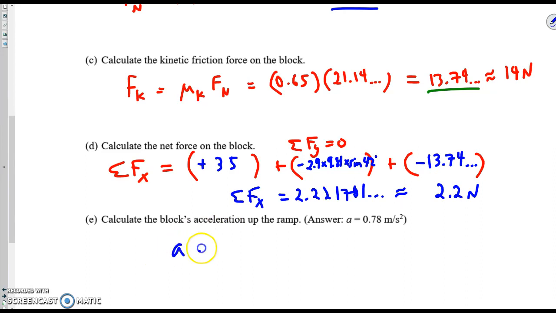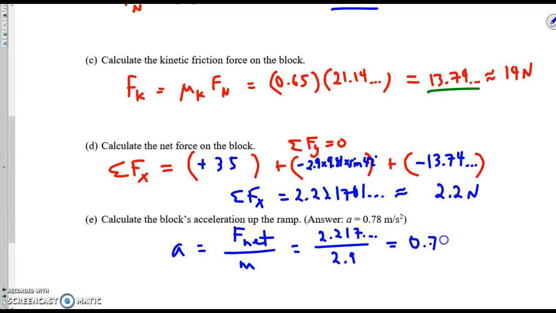The acceleration, we use Newton's second law, F net equals ma. And again, I've rearranged. There we go. Plug in the net force from above. 2.217... all those numbers. For mass, we know this. Mass is 2.9. And this gives to 2 sig figs 0.77.